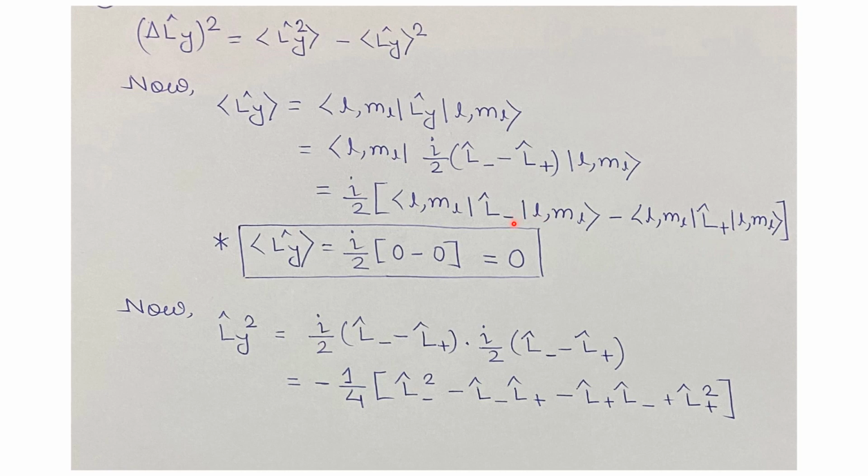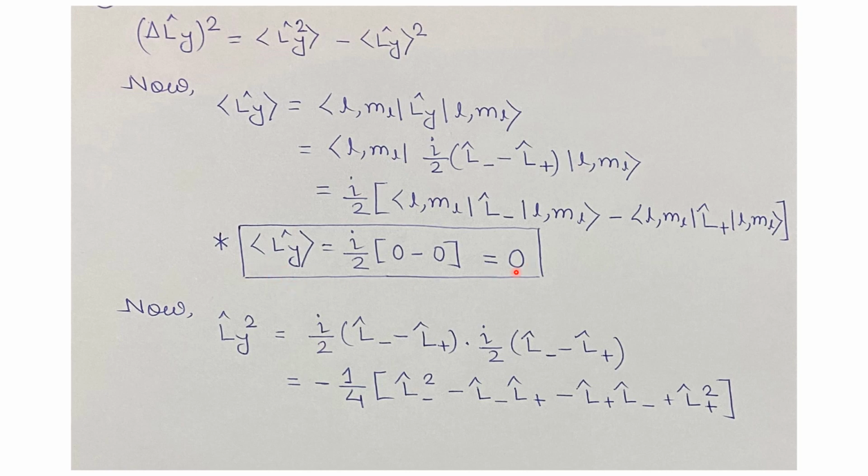Now the L minus operator operating on the state |L, ml⟩ lowers the state and gives the state |L, ml−1⟩ with some prefactor. But because of orthogonality, the inner product of |L, ml⟩ with |L, ml−1⟩ gives 0. Similarly, for this case also we will get 0. So it will be i/2 times 0 minus 0. Essentially, the expectation value of the Ly cap operator will be 0.